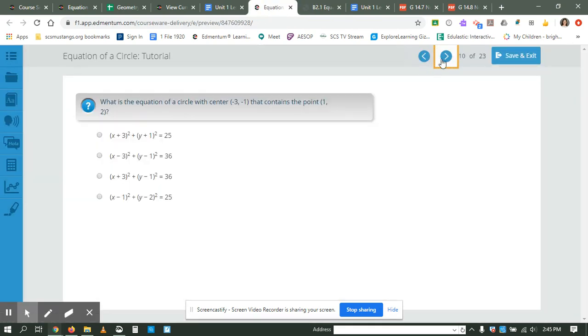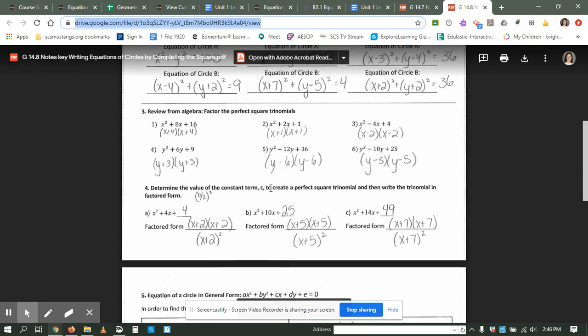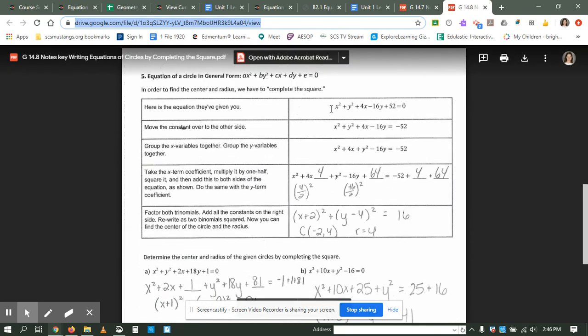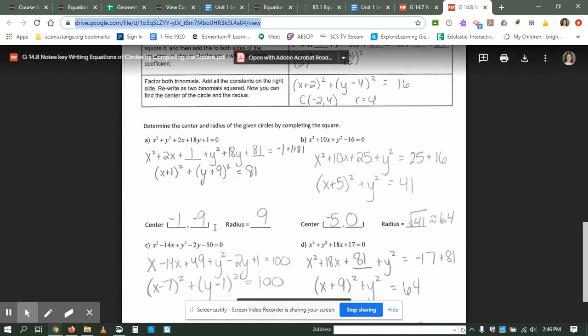Okay, so there's those 2 practice problems you can go through and do. And that kind of wraps up talking about just looking at the equation of the circle and using that kind of thing. This part of the lesson gets into completing the square. And for completing the square, those were our 14.8 notes that we did together in class. And the steps that we used in class are on the back of this worksheet. And then there's a couple more problems.